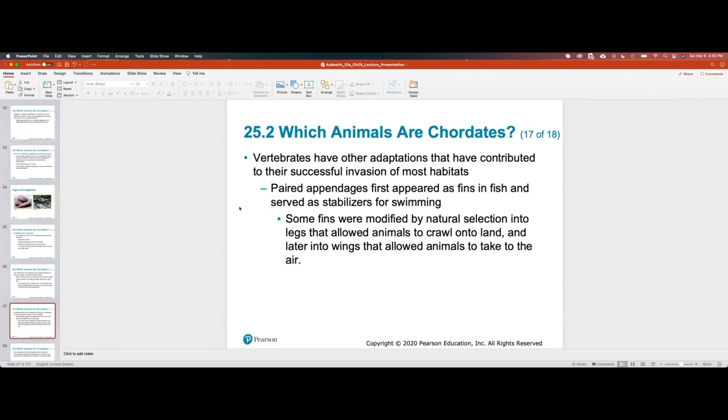Vertebrates extend outside of water, so they can be aquatic. They can also exist on land as well, terrestrial. So for that, you're going to need paired appendages. In fish, they start off with those paired appendages, their fins, and they can stabilize them for swimming. However, some fins were modified so that they function as legs that allow them to crawl onto land. And then later on, those limbs were modified into wings that allow animals to take flight.